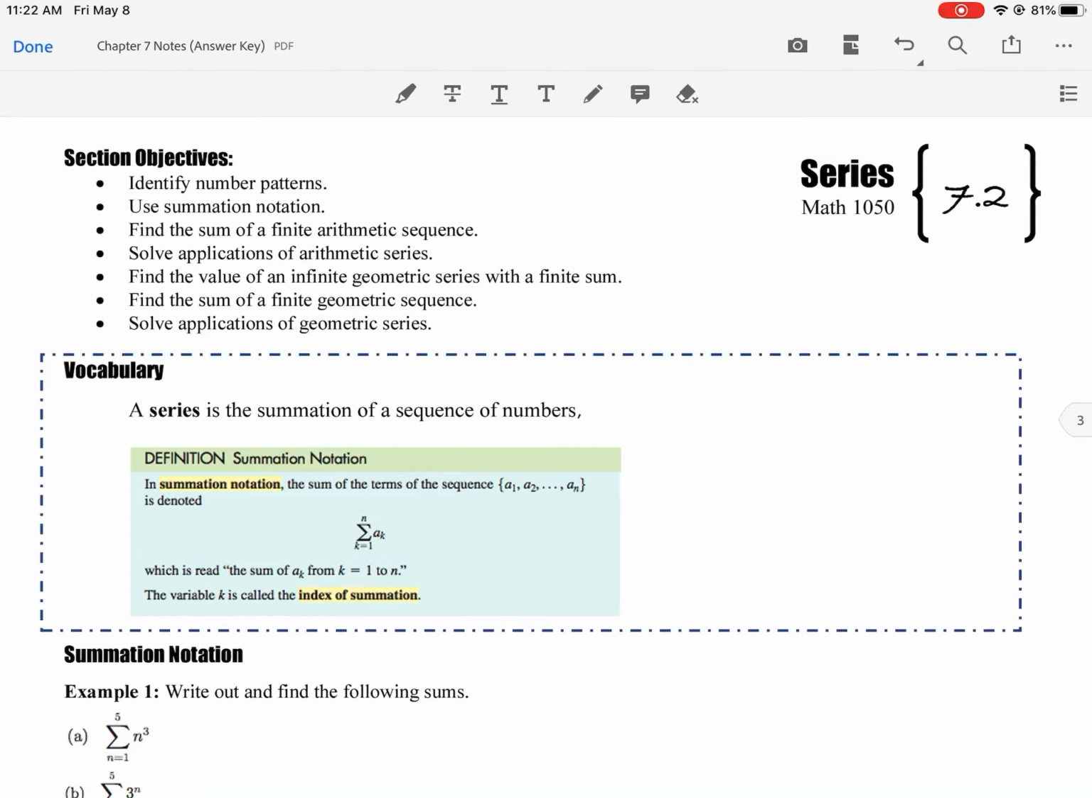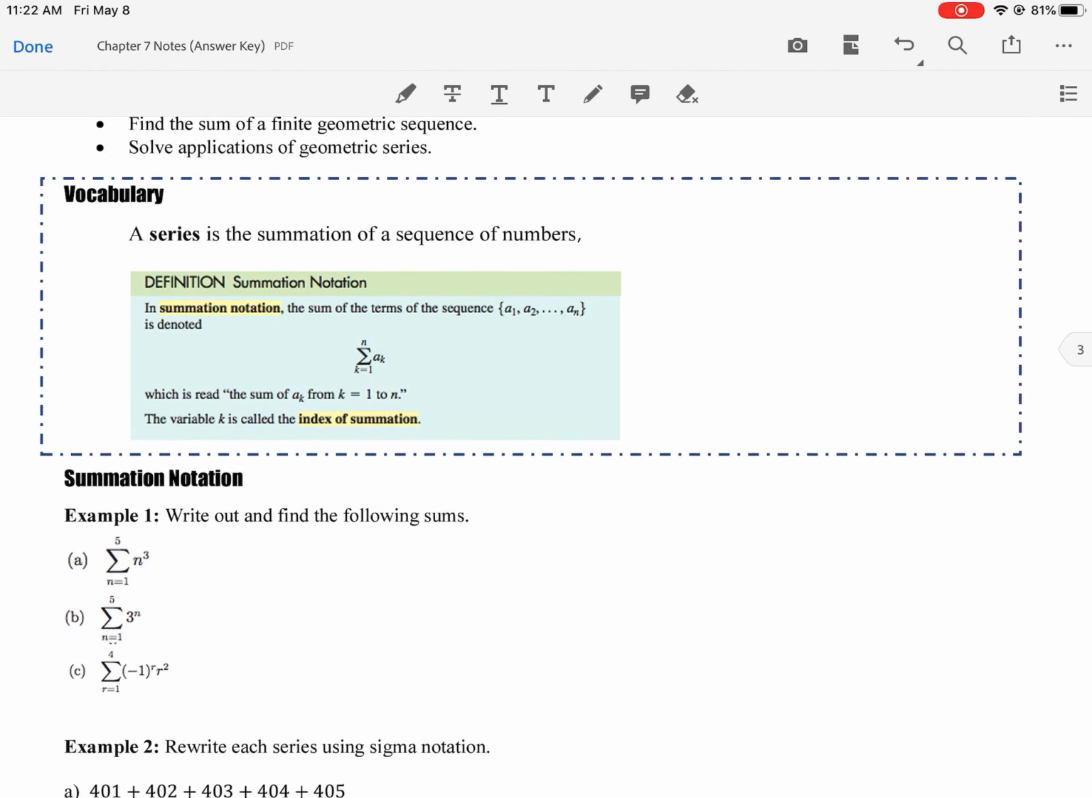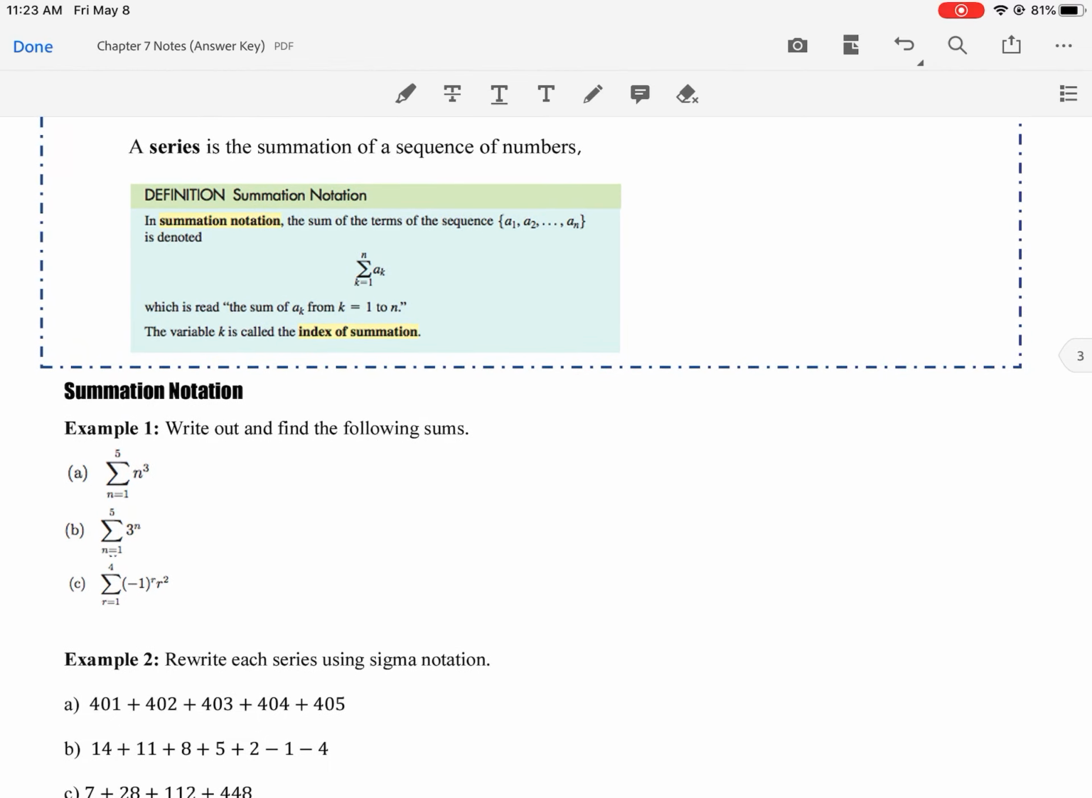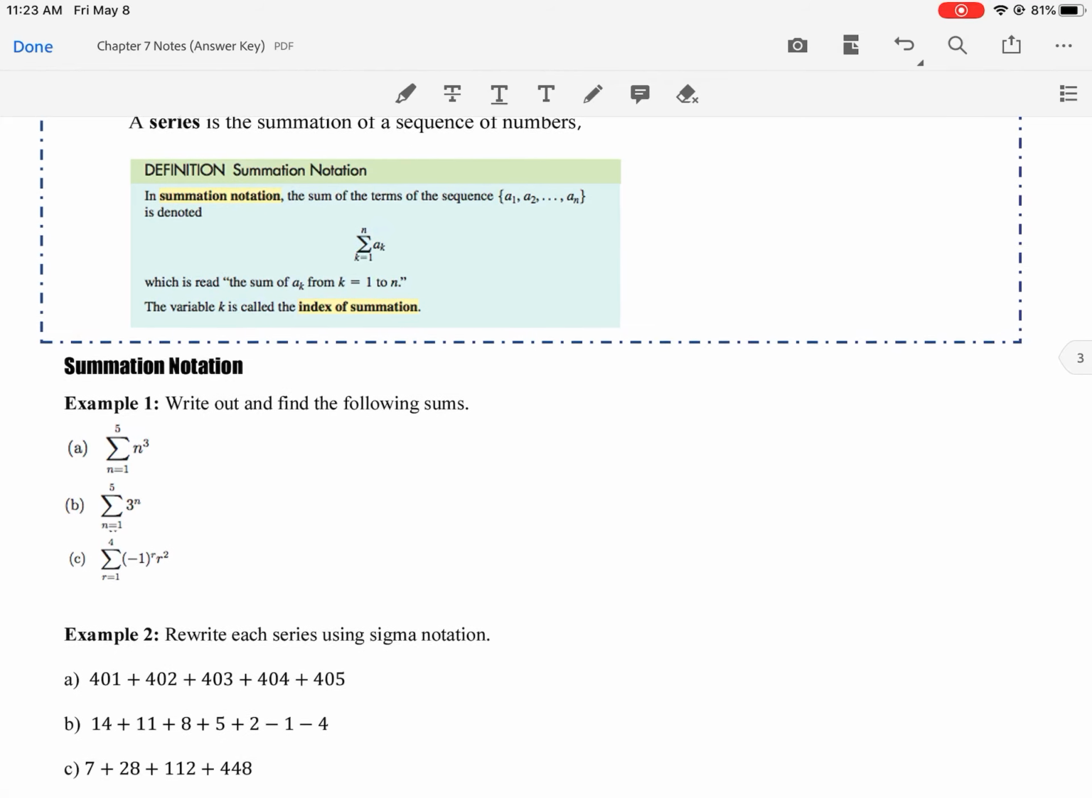Okay, 7.2 is all about series. So series is the idea that we're summing a sequence of numbers. Some things, just to start us off here, we're going to look at the summation. That kind of looks like an E, but it actually represents sigma, which is called the summation. We're going to look at the bottom and the top. The bottom is the index, so that's where you start and where you end. And then the a sub k is like the function we're doing it of.